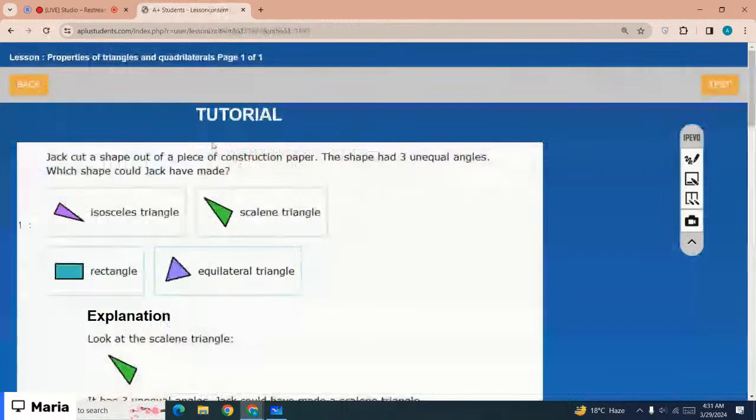Did Jack cut a shape out of a piece of construction paper? The shape had three unequal angles. Which shape could Jack have made? Isosceles triangle, scalene triangle, or equilateral triangle? Which is the correct option?